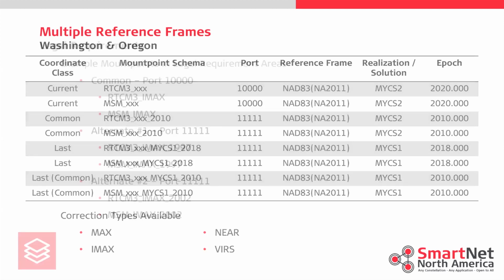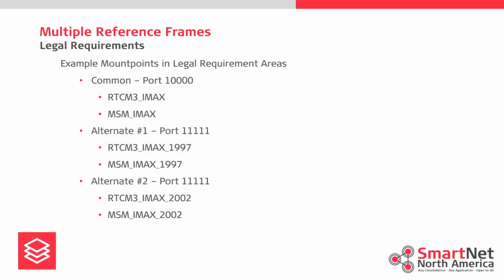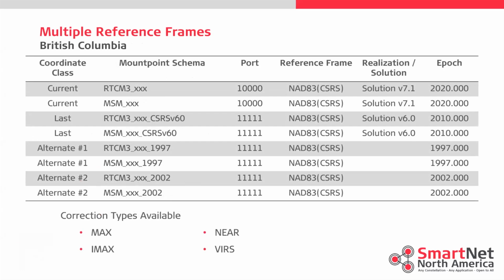And then where we have different legal requirements, such as in British Columbia, port 10,000 will have RTCM3, and again, we'll move to version 7.1 solution. We will have last available on 111 for RTCM IMAX Max VRS, CSRS V6 for 2010, or also have the current, the existing 1997 to 2002 coordinates available there as well. So those will continue to be available.